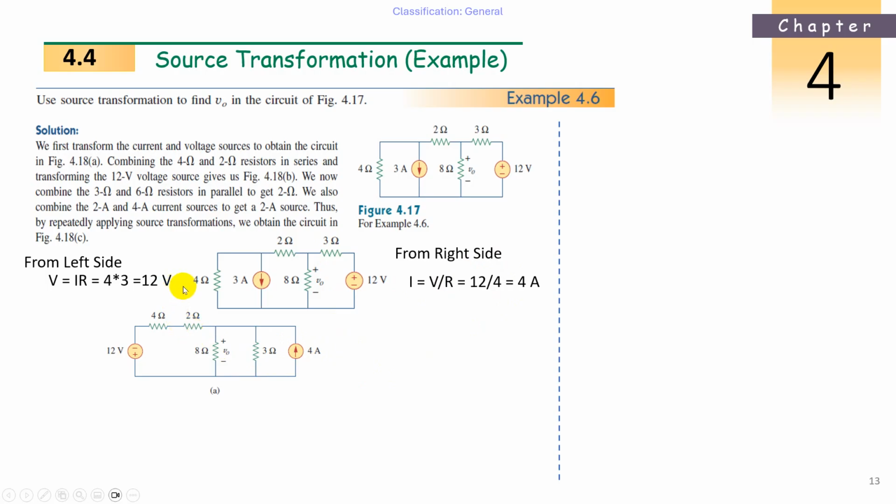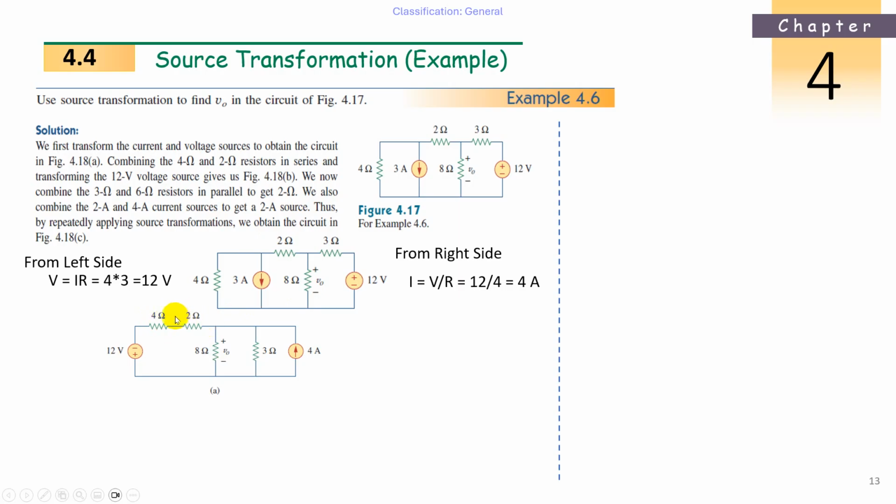Now on the left hand side, this 4 ohms and 3 amperes become a voltage source of 12 volts. This 4 ohms will come in series. The remaining circuit is the same. The remaining 2 ohms and 8 ohms are the same. Now I am not changing that one. Now 4 ohms and 2 ohms are now in series. So just add it up, 6 ohms.